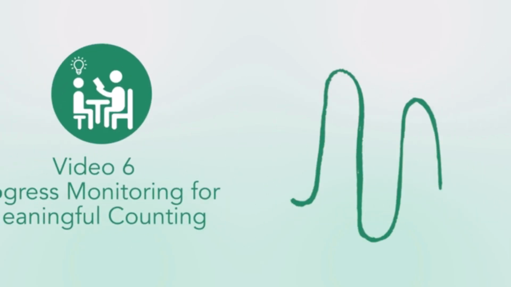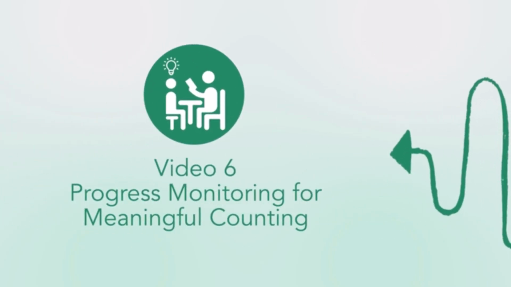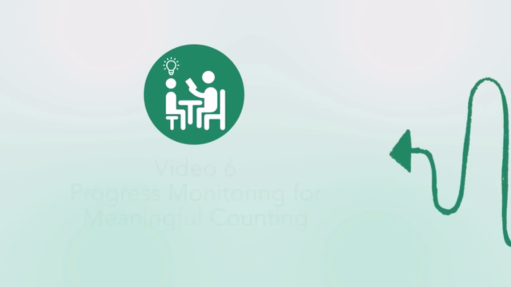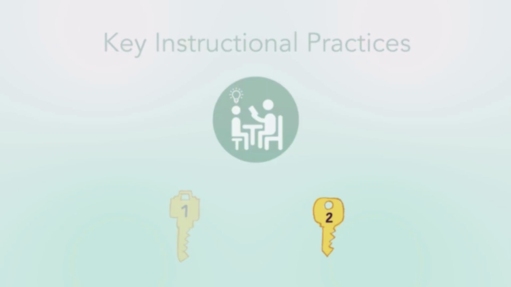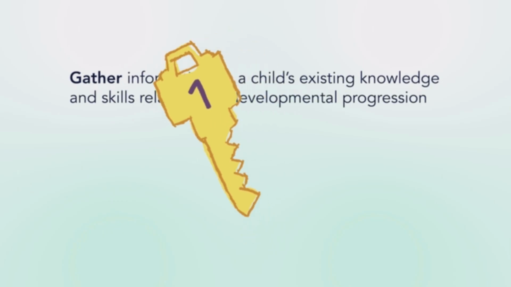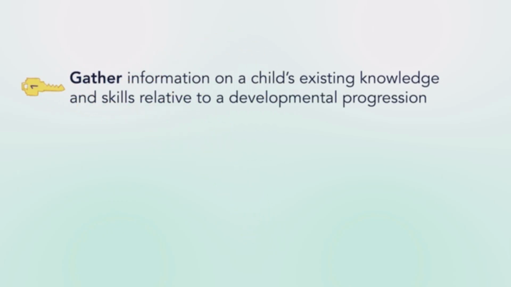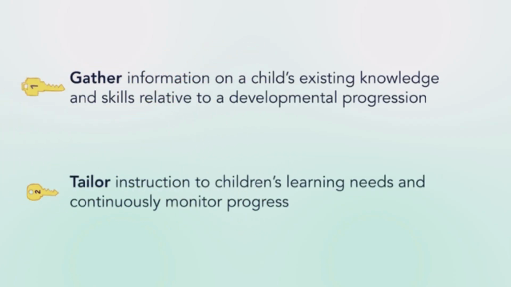Welcome to Video 6, Progress Monitoring for Meaningful Counting. In this video, we are going to focus on using progress monitoring to ensure that math instruction builds on what each child knows as it relates to meaningful counting. Progress monitoring involves two key instructional practices. Gather information on a child's existing knowledge and skills relative to a developmental progression, and tailor instruction to children's learning needs and continuously monitor progress.